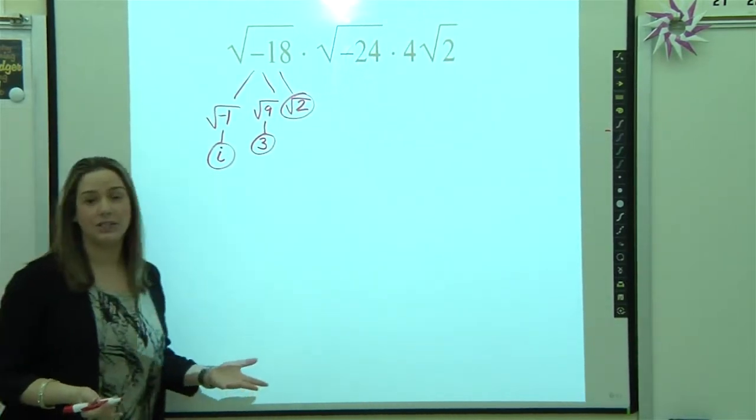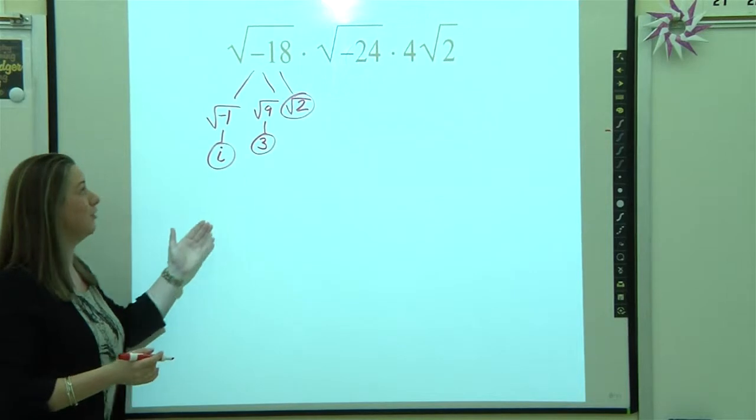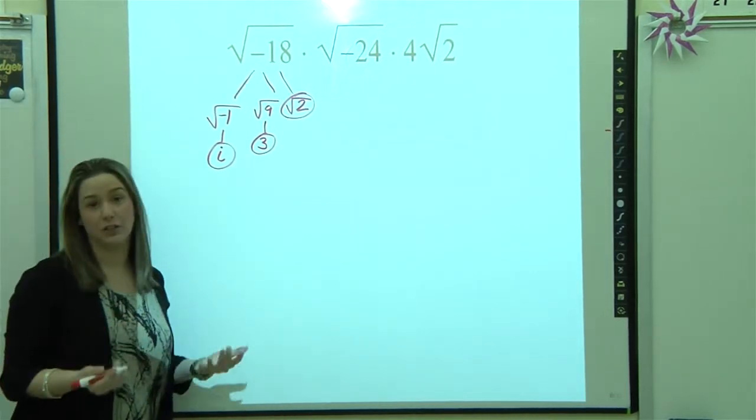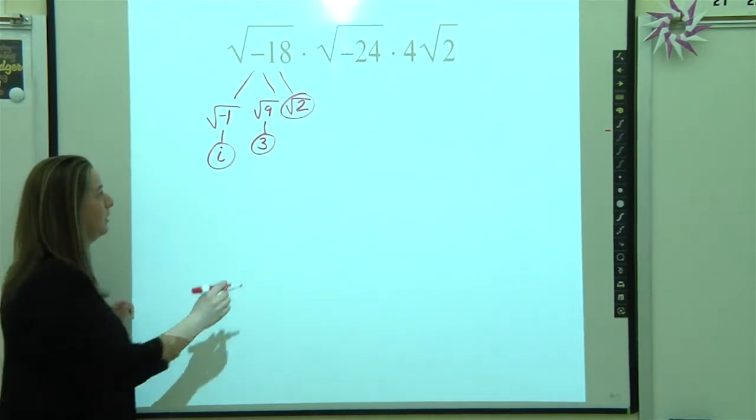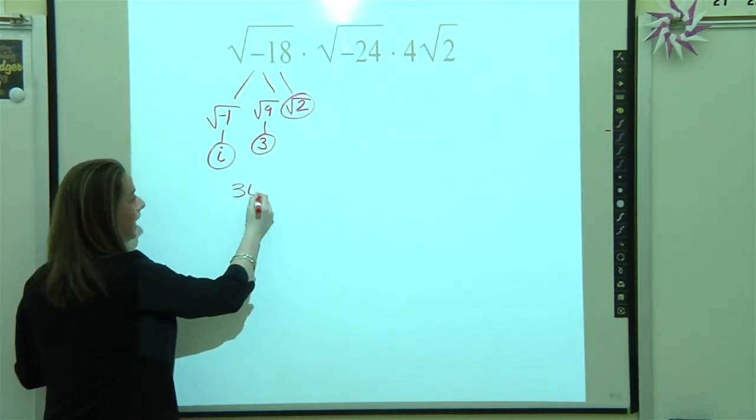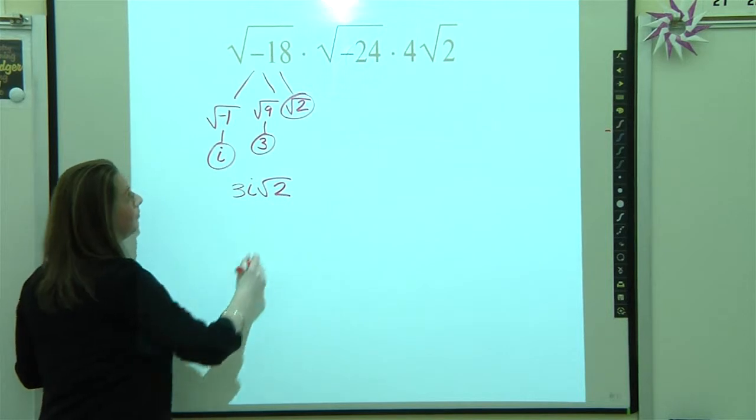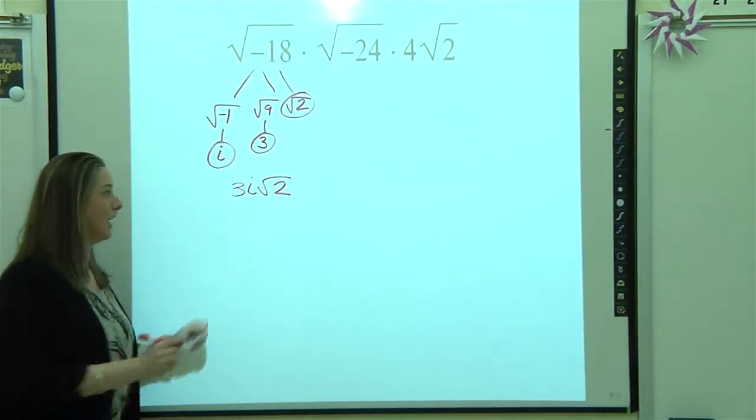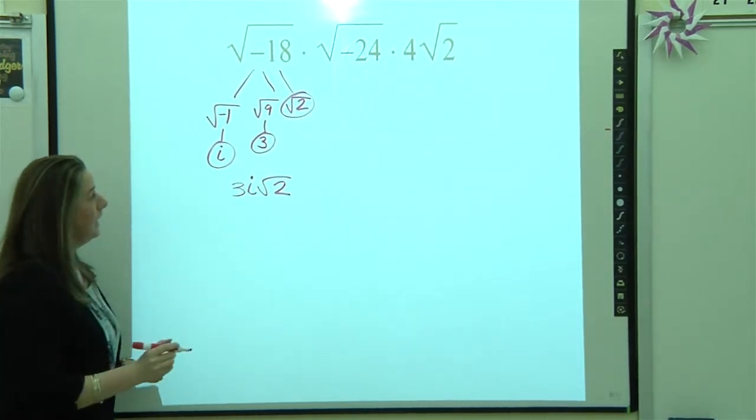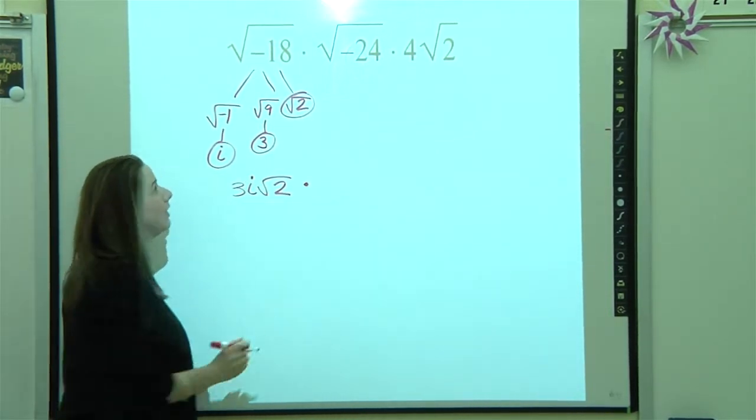As you've noticed, I've been using this tree branch method, and when I get to the end, I circle it. This is just one way to stay organized when you're working through this. 3 times i is 3i times radical 2. So radical negative 18 is 3i radical 2. We're going to bring down our times sign.